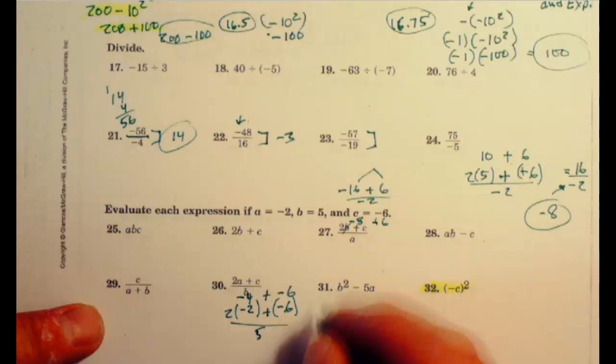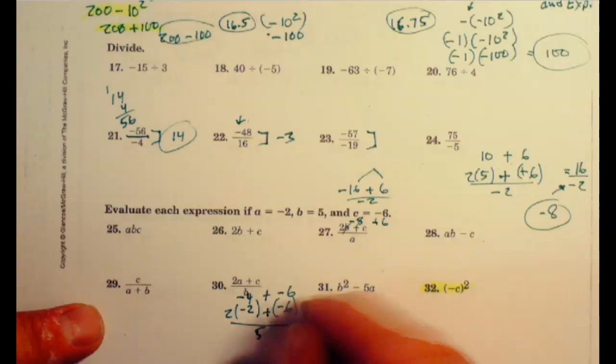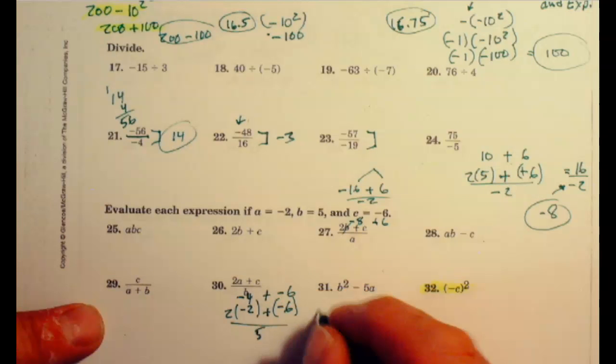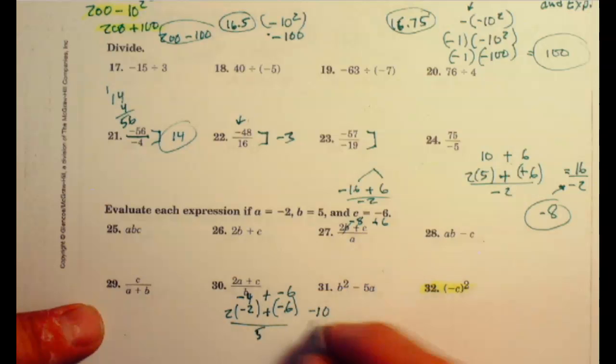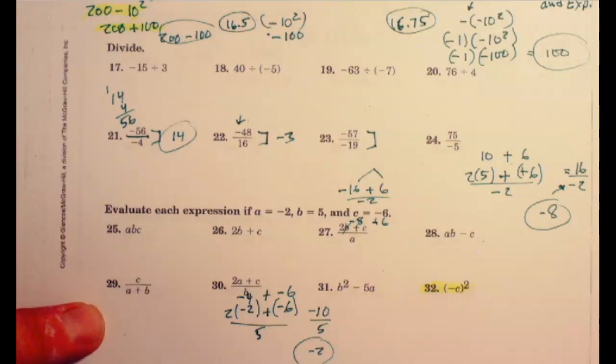So up on top, we're going to have -6 plus a -4, that's going to be -10. That's divided by 5. Well, 10 divided by 5 is 2. And you've got one negative symbol. So number 30 is going to be a -2. Okay? Let's take a look at 32. 32 is a bugger. How do you do this one?